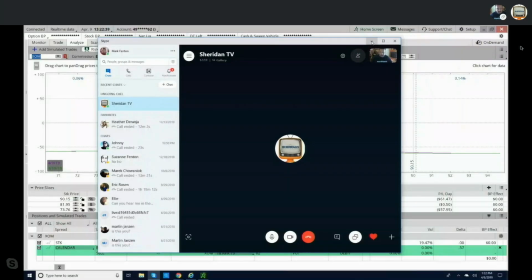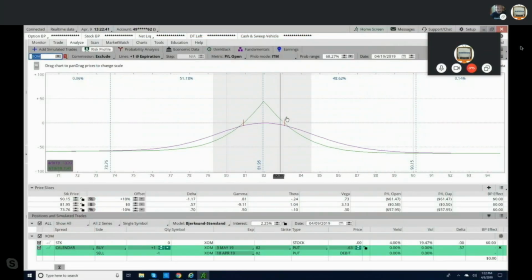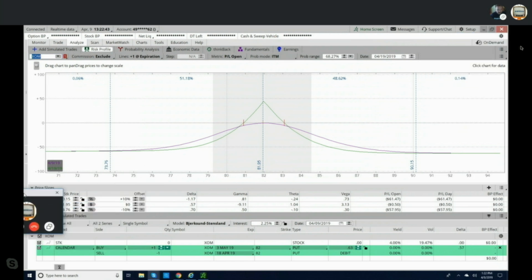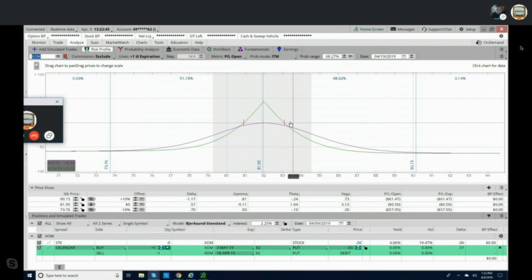So I'm going to go ahead and share my brokerage screen now. You should all be seeing it here. And what we're seeing here is Exxon. Exxon currently is trading at 81.95 and kind of hanging around there all day. Now, Exxon reports earnings before the market opens on April 26th, which oddly enough is an expiration day also. So we've got a little bit of time.